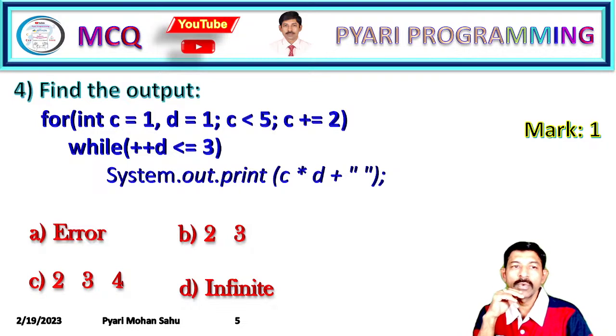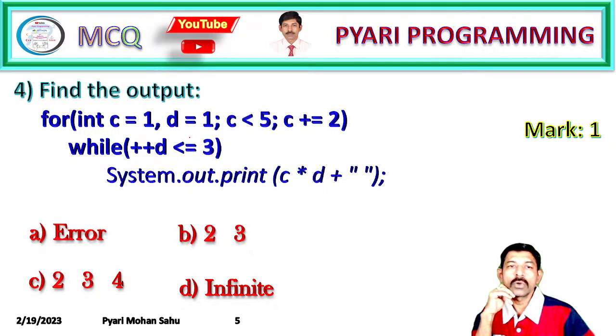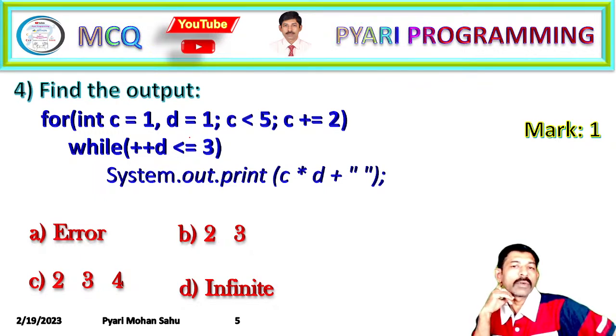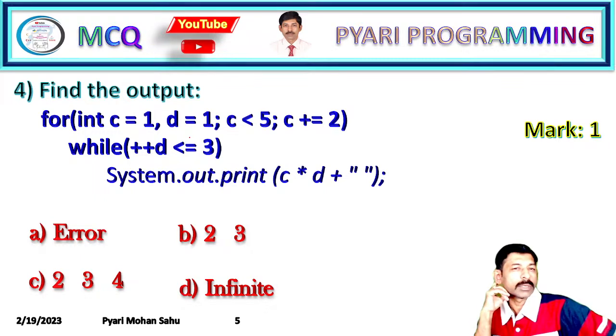Question number 4, infinite loop. C is equal to 1, D is equal to 1, C less than 5, C plus equals to 2, D plus plus, D is 2, 2 less than 3, true.